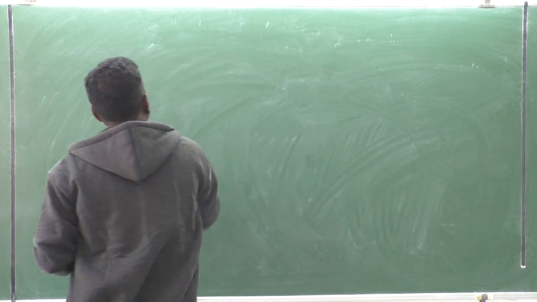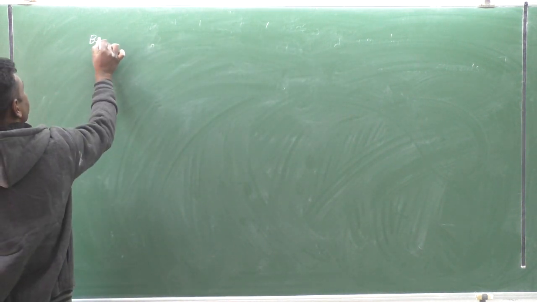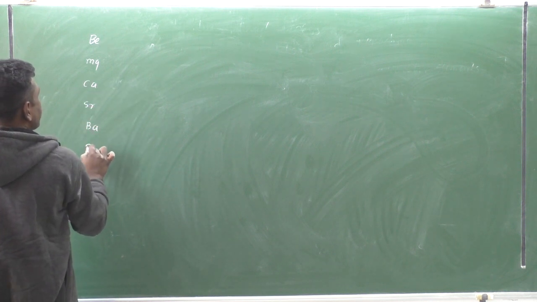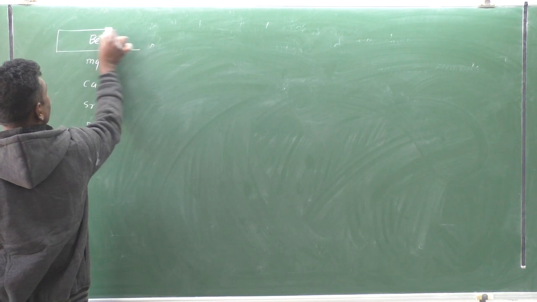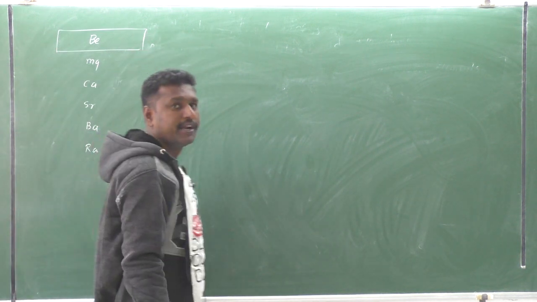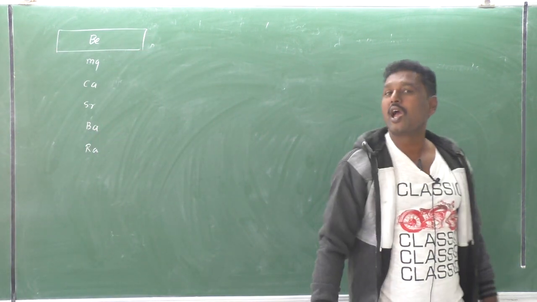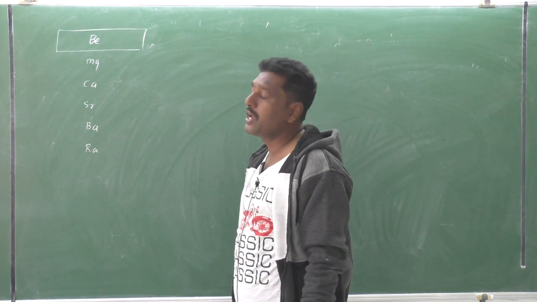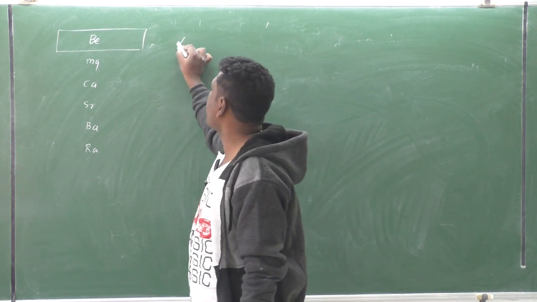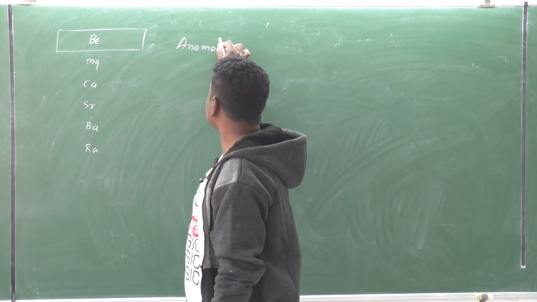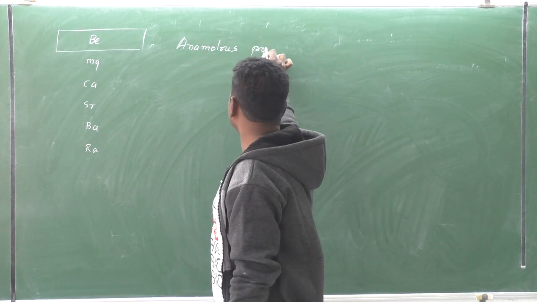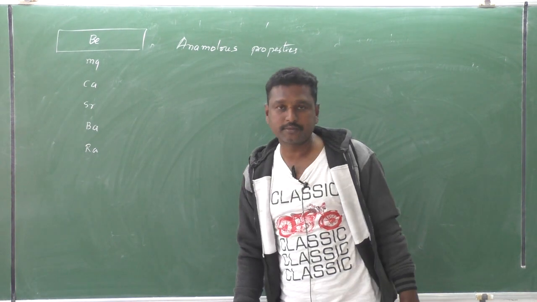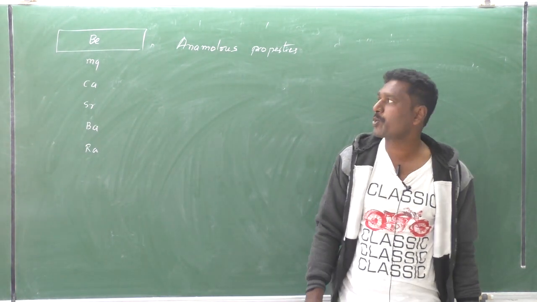One more thing. The first element, beryllium, magnesium, calcium, strontium, barium, radium. You know that the first element exhibits different properties when compared to the other elements. So beryllium exhibits different properties. These properties are called anomalous properties. So what are the anomalous properties?